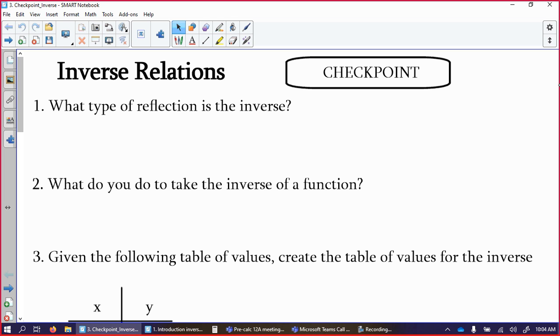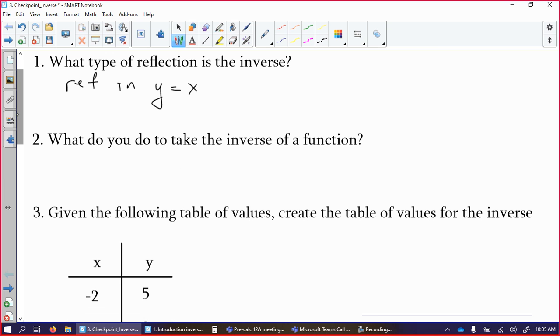So what type of reflection is the inverse? In the line y equals x. What do you do to take the inverse of a function? Oh, I don't think I finished a thought there a second ago.